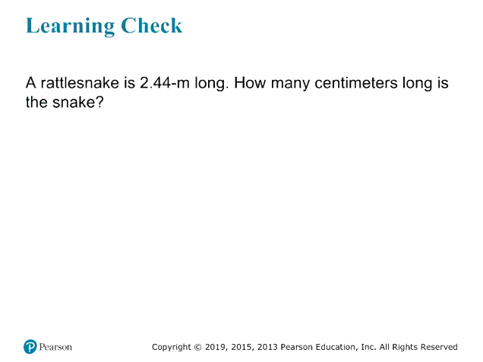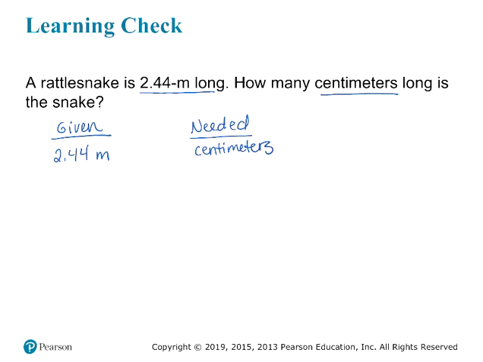Okay, so let's solve this problem. We're told that a rattlesnake is 2.44 meters long. So that's our given value. And then we're asked to determine how many centimeters long is the snake. So that's our needed value. Our plan is to use the conversion between meters and centimeters. So how many centimeters are in 1 meter? 100. We saw that earlier.